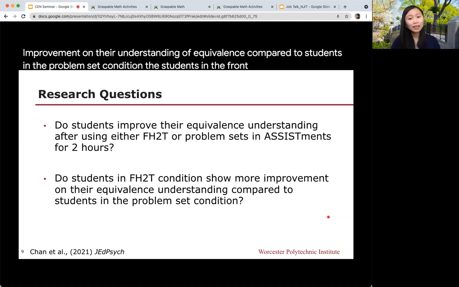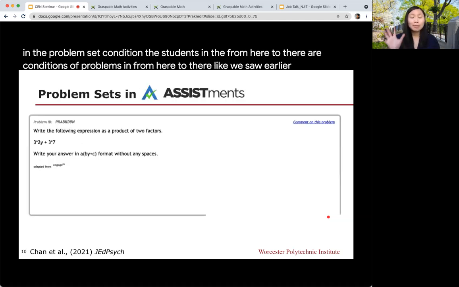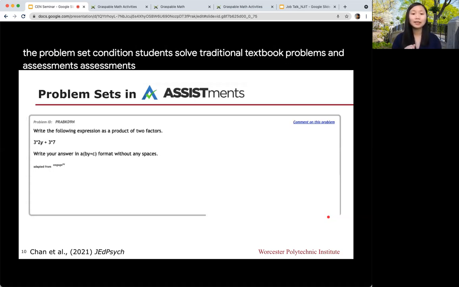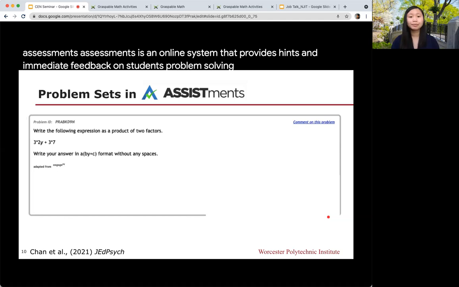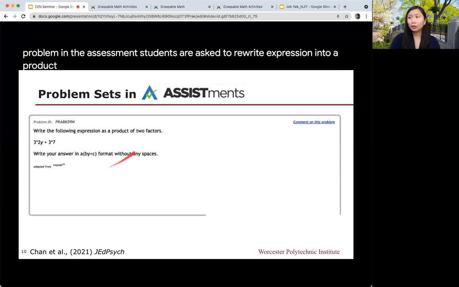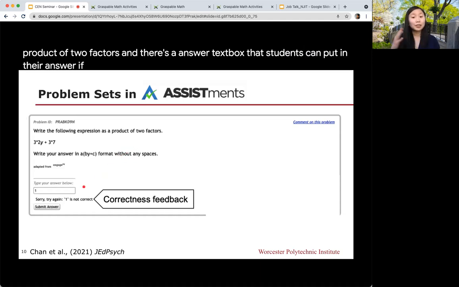Students in the From Here to There condition solve problems in From Here to There, like we saw earlier. In the problem set condition, students solve traditional textbook problems in assessments. Assessments is an online system that provides hints and immediate feedback on students' problem solving. So here's an example of a problem in assessments. Students are asked to rewrite the expression into a product of 2 factors, and there's an answer text box. Students can put in their answer. If they enter an incorrect answer, the system provides immediate feedback saying that this answer is incorrect, please try again.